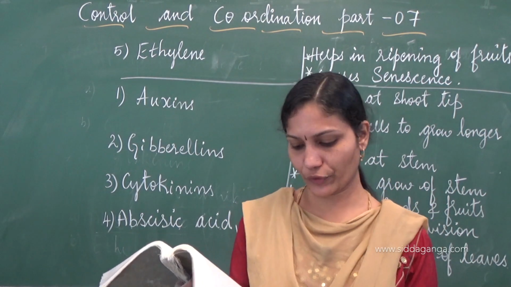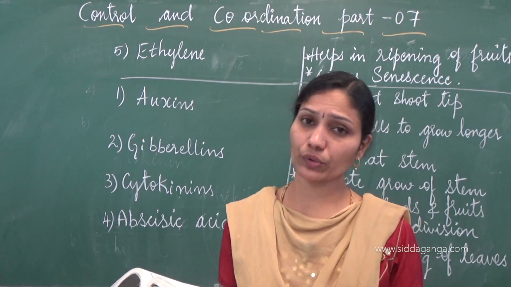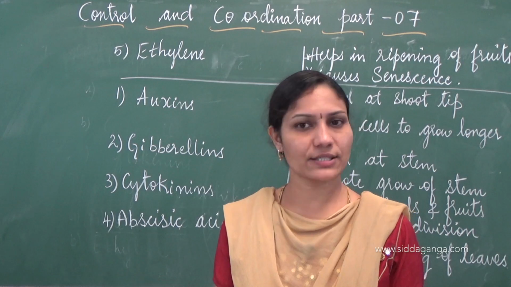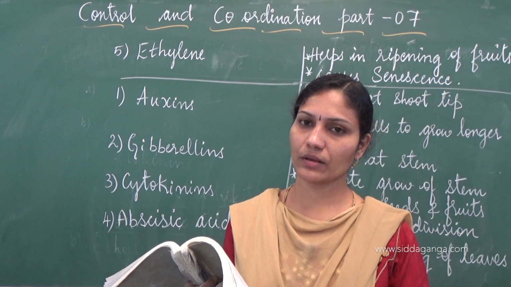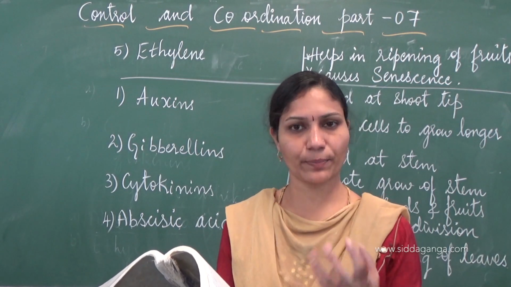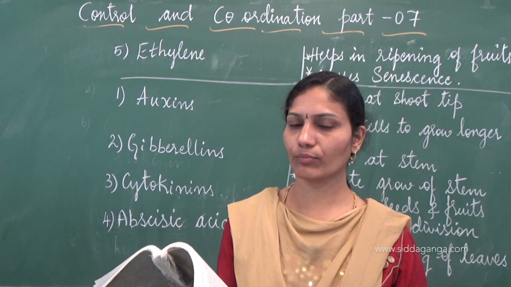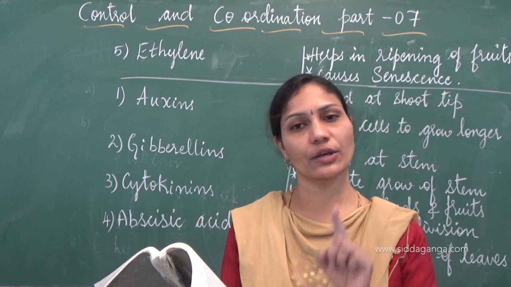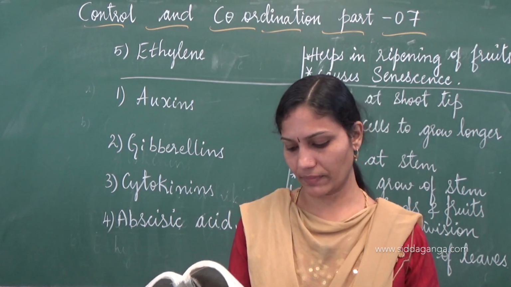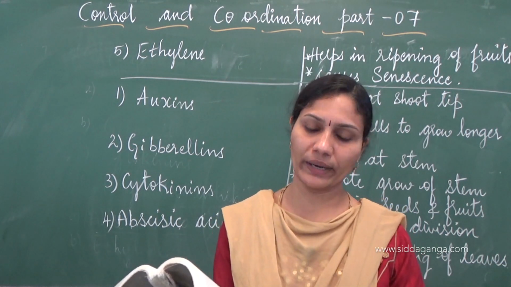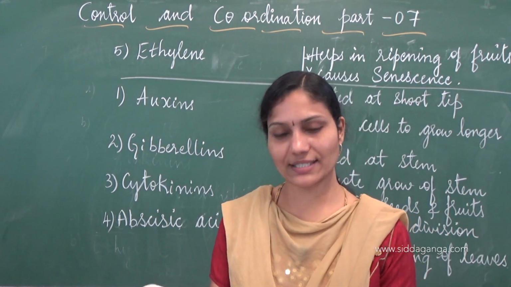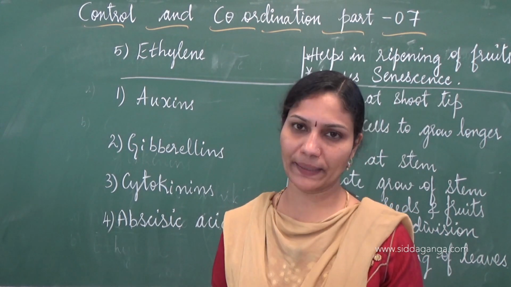It is independent of growth. So movement of shoot towards light, this movement of shoot towards light is phototropism. You can also add this is positive phototropism. Movement of shoot towards sunlight is positive phototropism, and this is something related to growth, directional movement. So this type of movement is directional and is growth dependent.